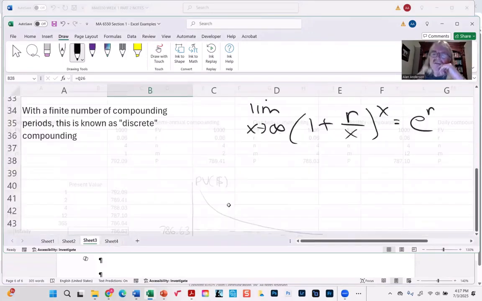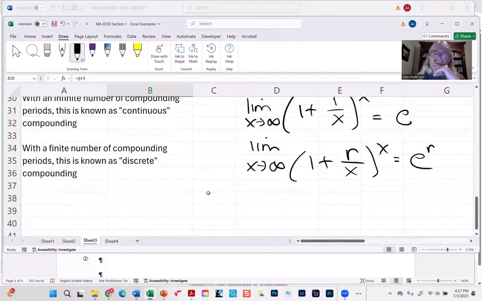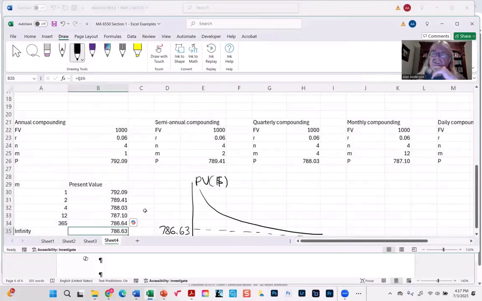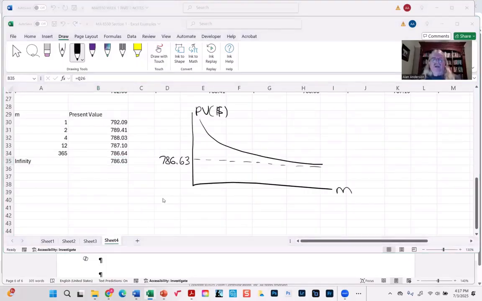Here, the future value is increasing relatively slowly. The first derivative is positive, the second derivative is negative. Whereas down here, it's the other way around. The first derivative is negative, but the second derivative is positive. Okay, so that's why it has that curve to it. All right, anyway.